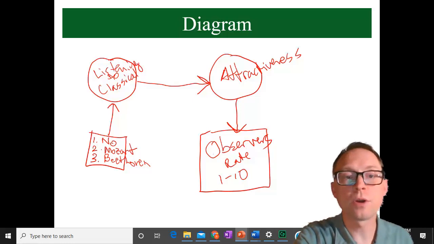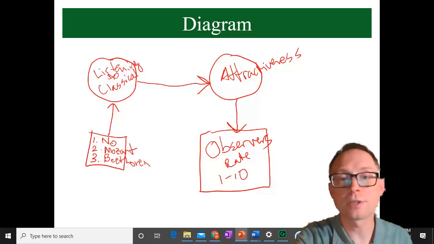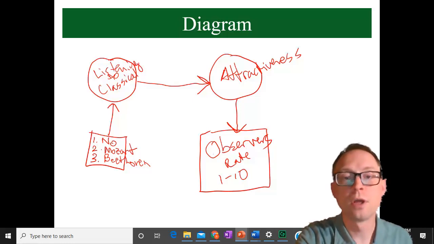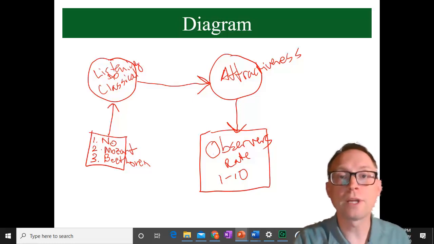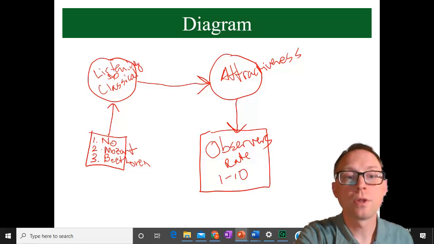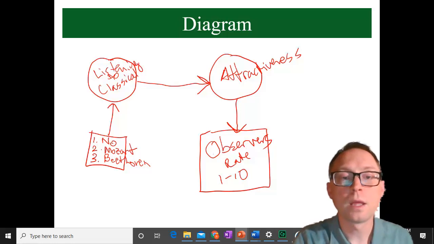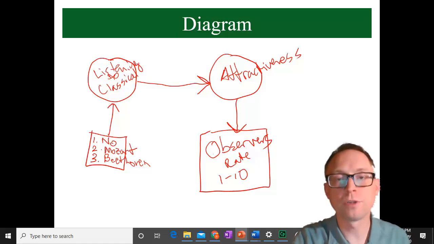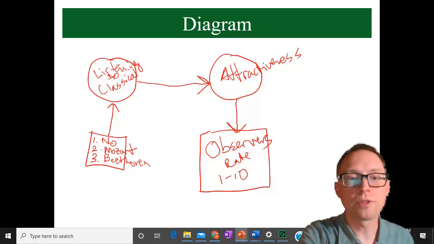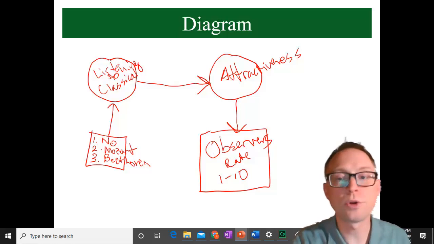Internal validity is a question of whether or not listening to classical music actually causes attractiveness change, or if it's something else. So in an experiment, you have internal validity if the independent variable actually causes the change in the dependent variable. If it does, you have good internal validity. If your independent variable is not the one that's actually changing the dependent variable, then you have poor internal validity.